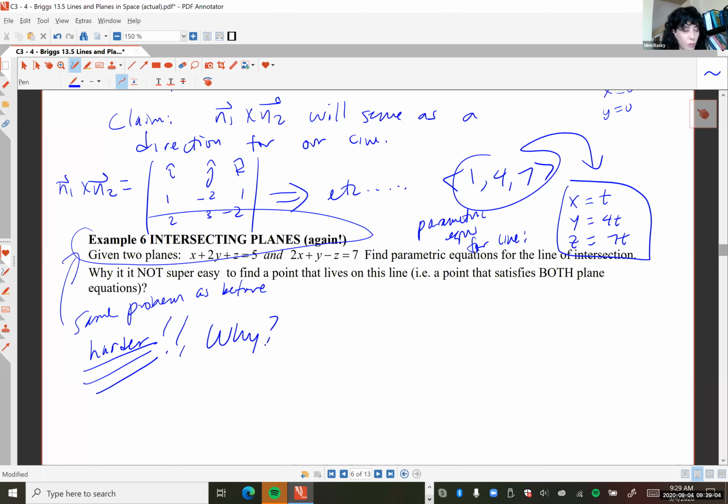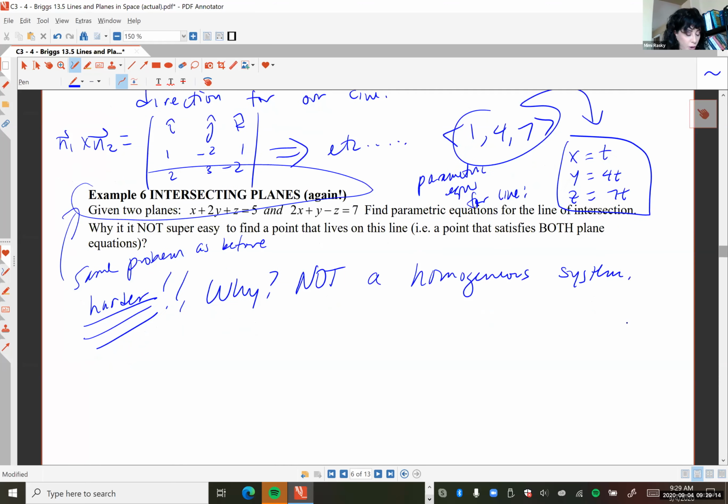Because it's not a homogeneous system now, you're not guaranteed that the 0, 0, 0 is going to be on your line. So I'm not going to do this whole problem. I'm going to start it off and let you finish it. And yes, there's going to be a problem like this in my math lab. Don't even ask me that, okay? It's like yes, yes, yes, and yes.